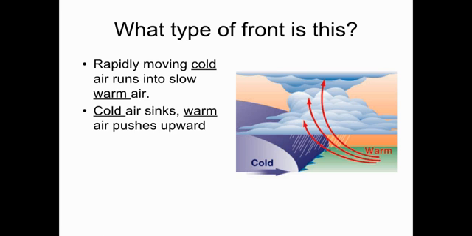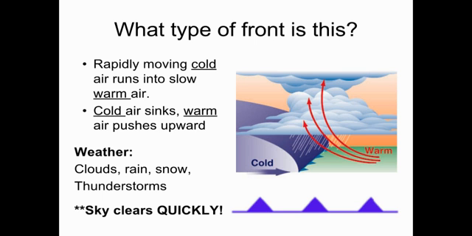Cold fronts are generally described using a series of triangles. They're blue. Blue symbolizes the cold, and the triangles are always pointed in the direction that the front is moving. So if the front is moving to the southeast, that's the direction that the triangles will be pointed. Cold fronts usually indicate clouds, rain, snow, thunderstorms. But the good thing about a cold front is that the sky clears very quickly and new weather moves in. They don't hang around for a long time.